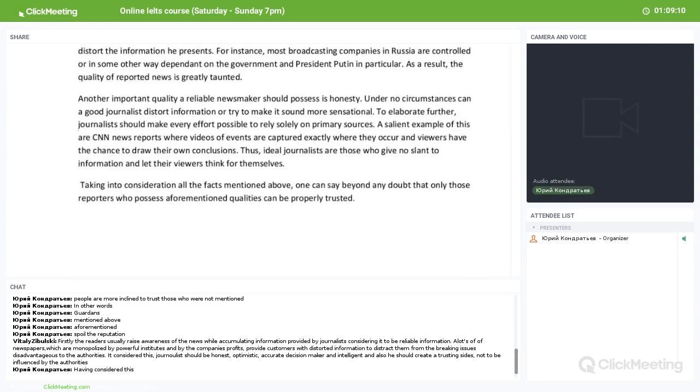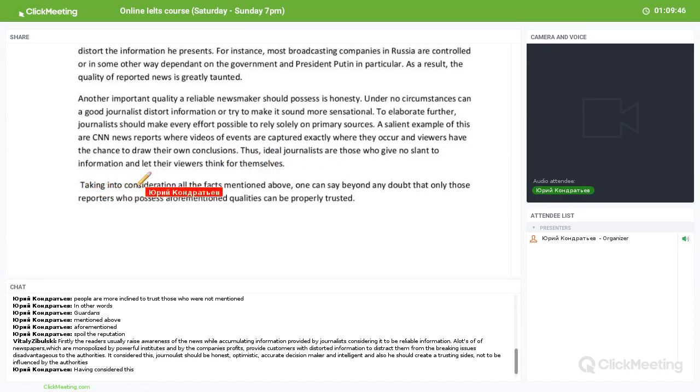Okay. So another important quality a reliable newsmaker should possess is honesty. Under no circumstances can a good journalist distort information or try to make it sound more sensational. To elaborate further, journalists should make every effort possible to rely solely on primary sources. A salient example of this are CNN news reports, where videos of events are captured exactly where they occur, and viewers have the chance to draw their own conclusion. Thus, ideal journalists are those who give no slant to information and let their viewers think for themselves.